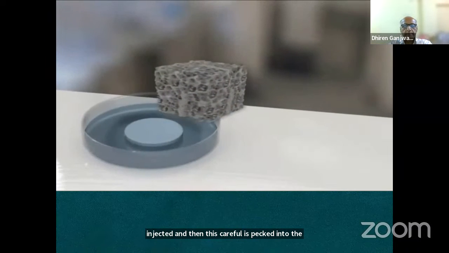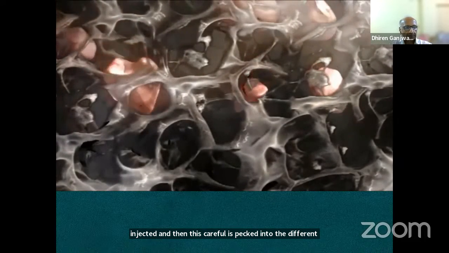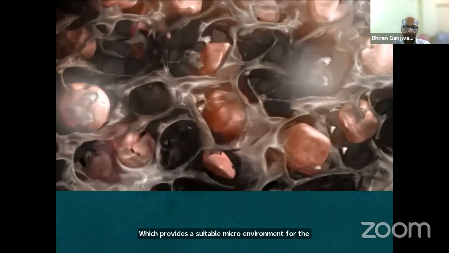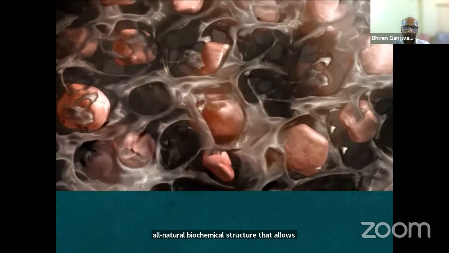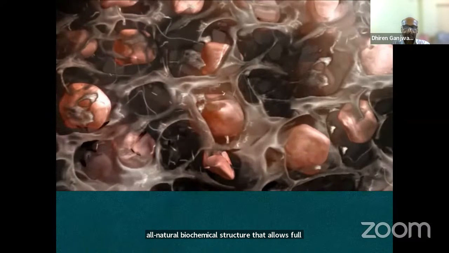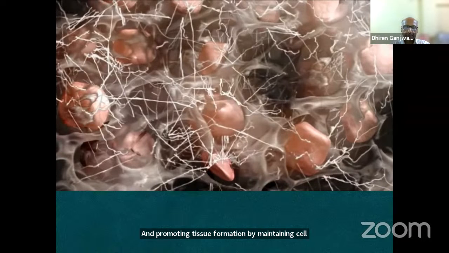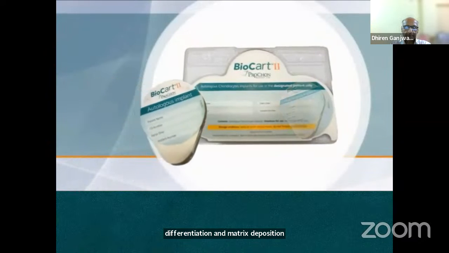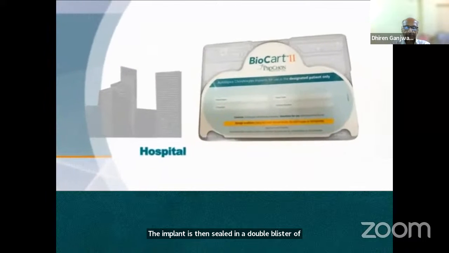Cells are seeded onto the Cartomate scaffold, a three-dimensional, interconnected, open pore structure which provides a suitable microenvironment for the autologous chondrocytes. The Cartomate scaffold is an all-natural, biocompatible structure that allows full distribution of chondrocytes, simulating normal cartilage and promoting tissue formation by maintaining cell differentiation and matrix deposition. The implant is then sealed in a double blister sterile package and securely transferred to the hospital for implantation.